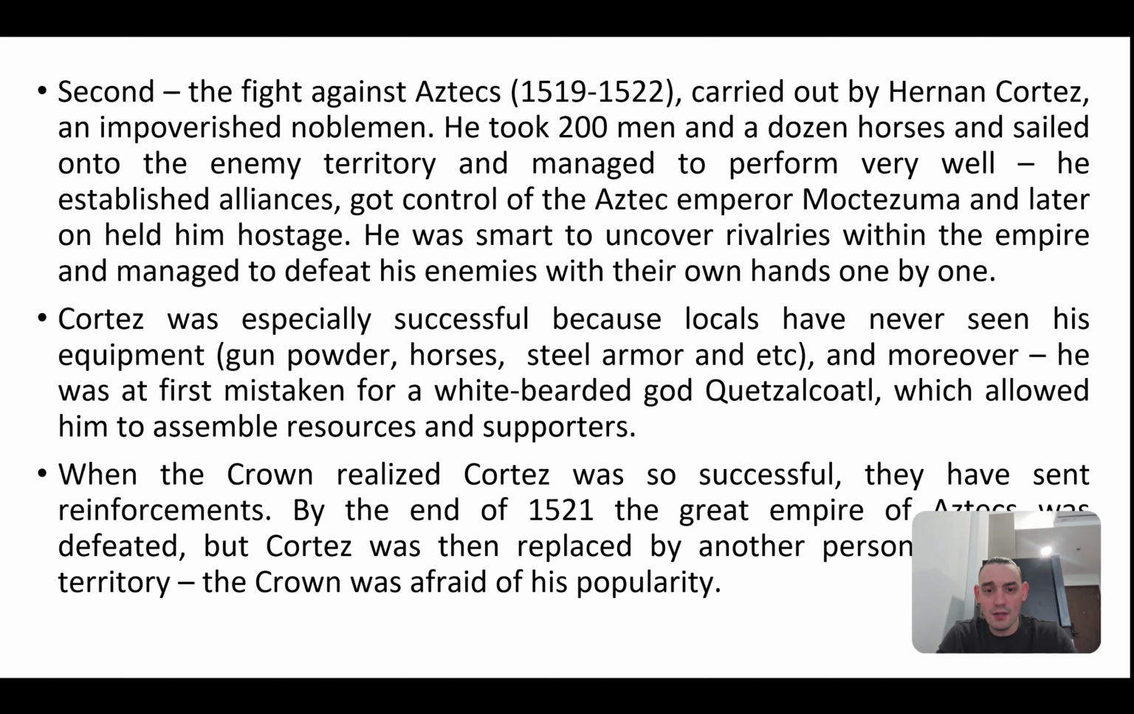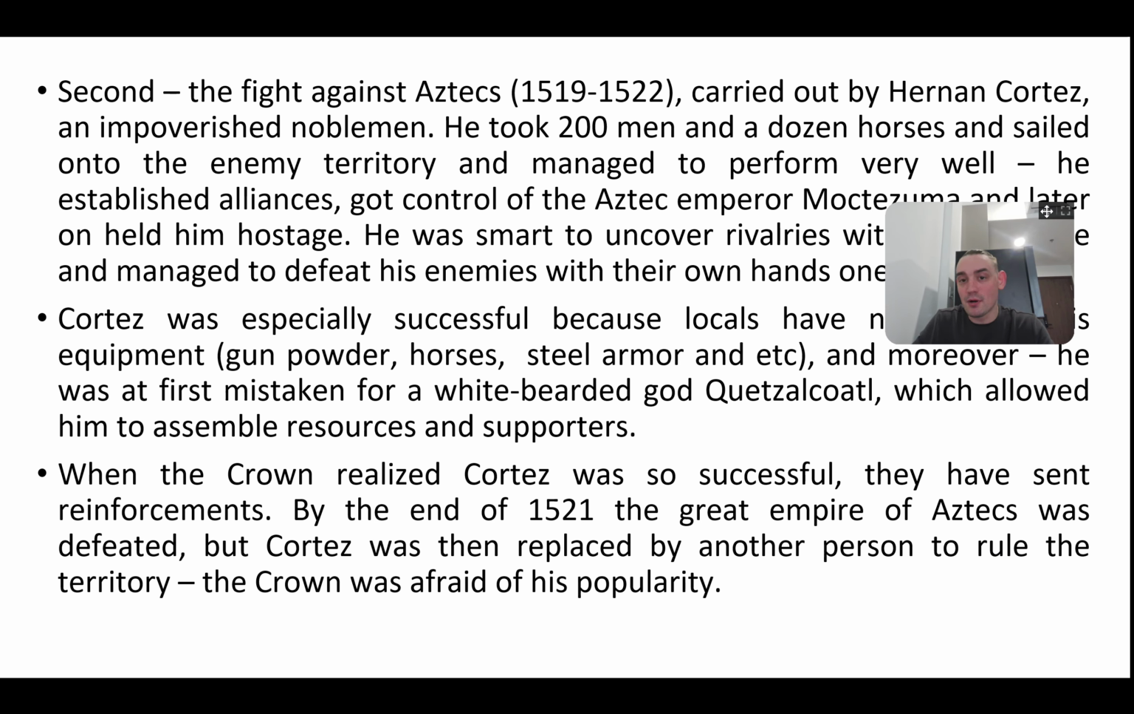And moreover, again, they were mistaken for the white-bearded god Quetzalcoatl. So the locals gifted them with a bunch of stuff, giving them resources, and supporting them in a lot of ways before the fight even started. So when the crown realized Cortés was already so successful fighting locals by the hands of other locals, they sent reinforcements. By the end of 1521, the great empire of the Aztecs was basically defeated, but Cortés was then replaced by another person to rule the territory, and the crown was afraid of his popularity because he was very successful, too successful.